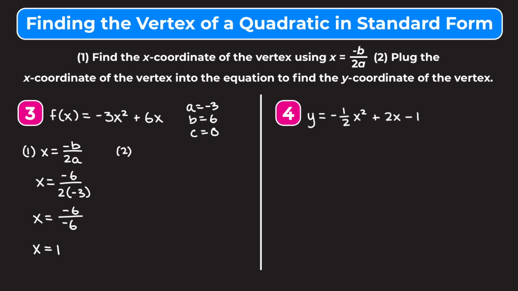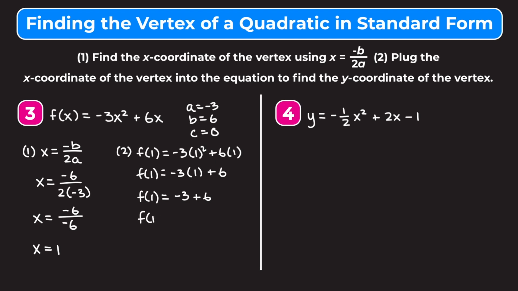And now we're going to plug that back in to find the y-coordinate. So we're going to do f of 1, and we're going to replace all of our x's with 1. So we have negative 3 times 1 squared plus 6 times 1. So f of 1 equals negative 3 times 1 squared is 1, plus 6 times 1 is 6. F of 1 is equal to negative 3 times 1 is negative 3, plus 6. And finally, negative 3 plus 6 is just positive 3. Remember, this is the y-coordinate of our vertex. So our vertex is the point 1, 3.